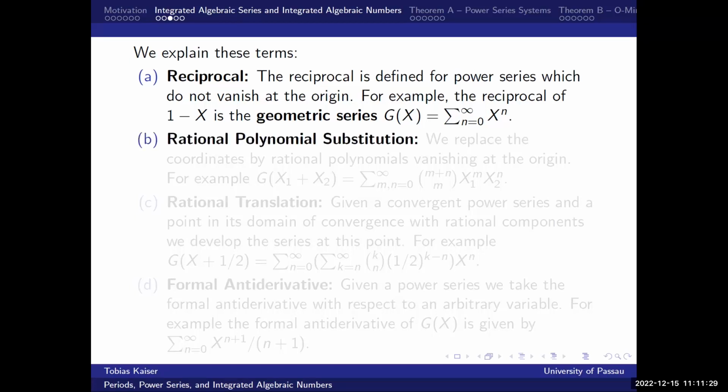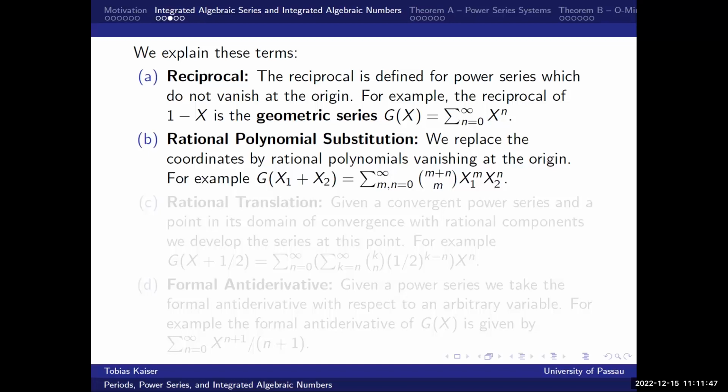Then rational polynomial substitution. I have a power series in my process, and I plug in polynomials over Q vanishing at the origin. So we replace the coordinates by rational polynomials vanishing at the origin. For example, if in my geometric series I plug in x1 plus x2, I get this power series in two variables.